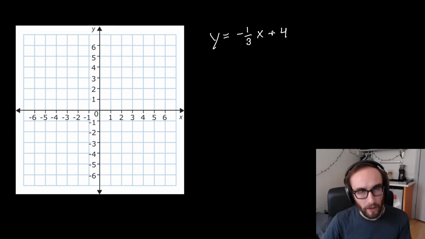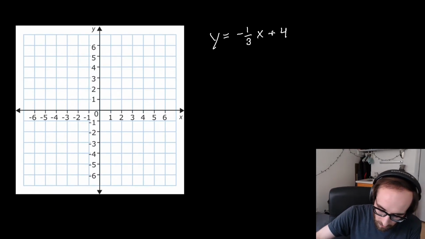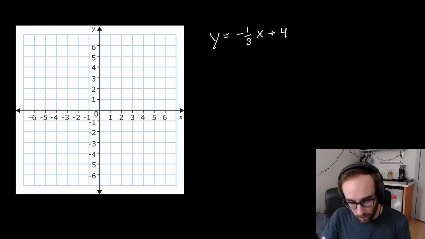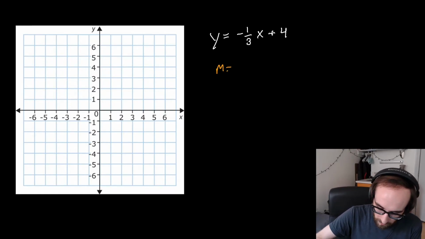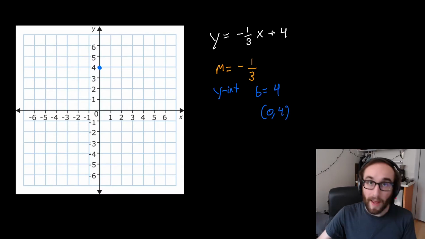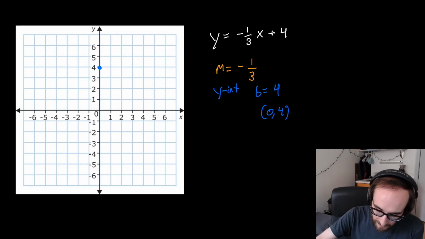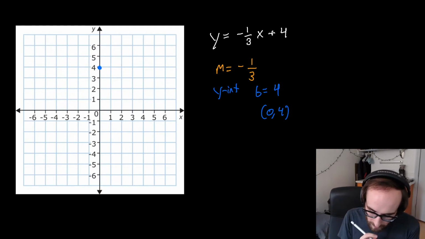We could also be given an equation and asked to graph the line of that equation. Here we're given the equation y equals negative 1/3 x plus 4. Our slope is negative 1/3, and our y-intercept is 4. So we know one point is at (0, 4). Y-intercept is another way of saying when x is 0, what is y? And then our slope is going to be negative 1/3.